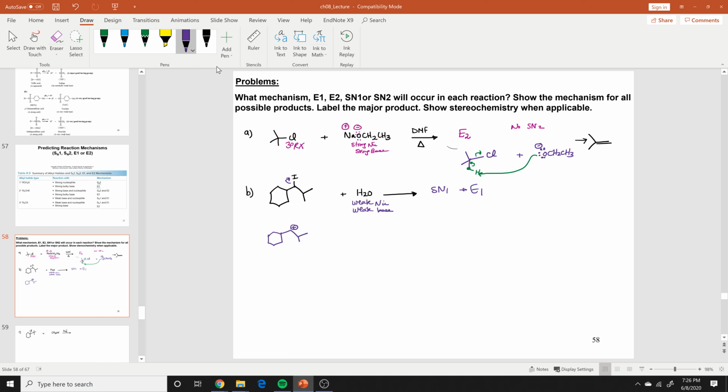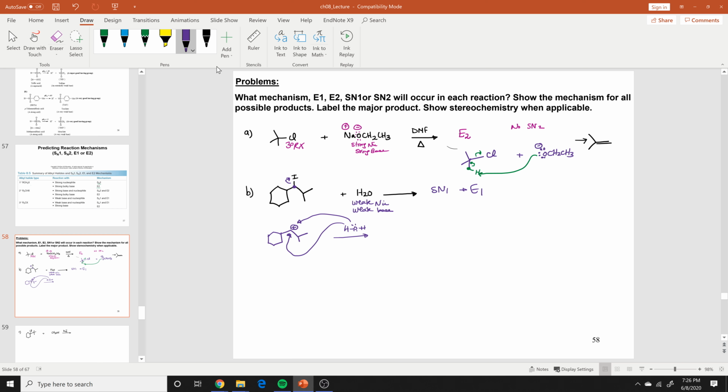Now this carbocation in here, and this is a chiral center, by the way. So I'm going to end up having a racemic mixture. Now let's consider the substitution product first and then the elimination product. So for the SN1 product, we're going to have water, and water is going to come and attack either from this side or from the other side.